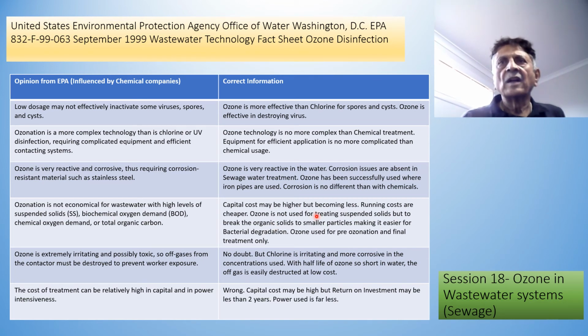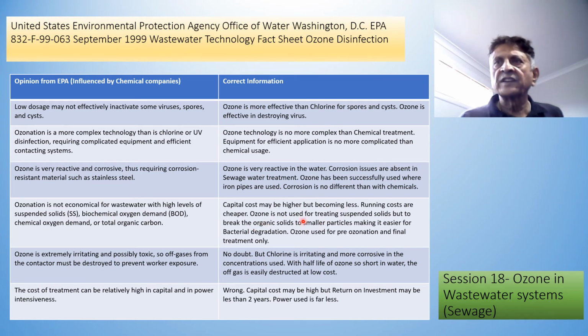Further, after the breakdown, the water can be reused. With chlorine, it cannot be reused because chlorine does not kill completely, and the residual bacteria can regrow to the same levels as before chlorine disinfection. The capital cost is getting less, running costs are cheaper.